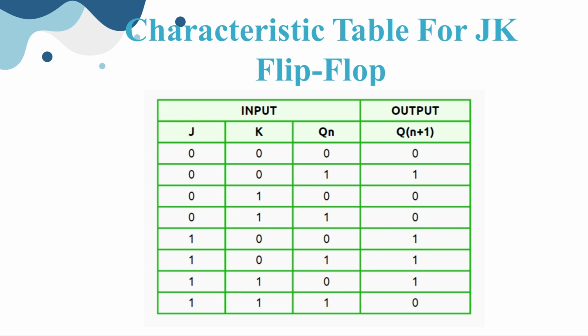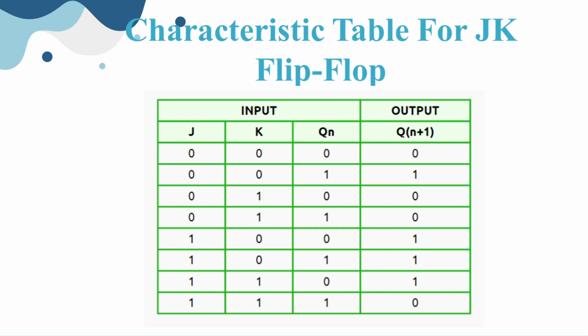When J equal to 0 and K equal to 0, no change state. Here the output Qn plus 1 stays the same. This means the next state Qn plus 1 is just like the current one Qn. When J equal to 0, K equal to 1, reset state. In this case, the next state is reset to 0, Qn plus 1 equal to 0, no matter what the current state Qn is.